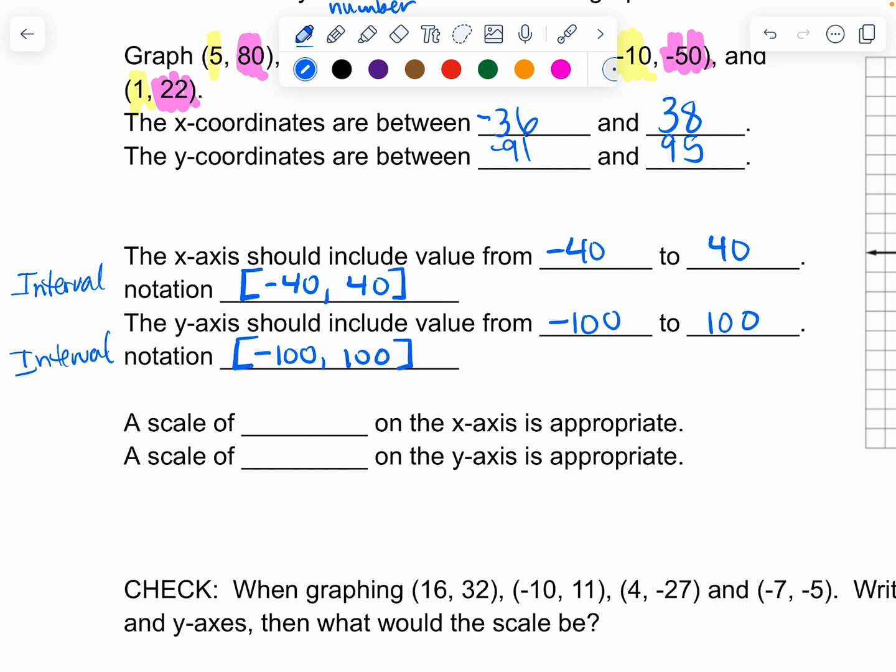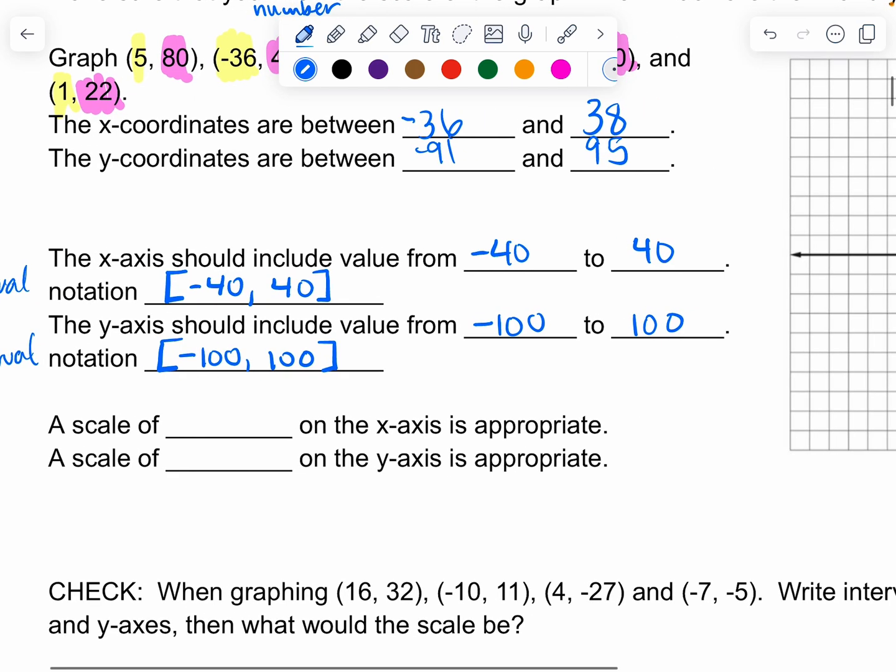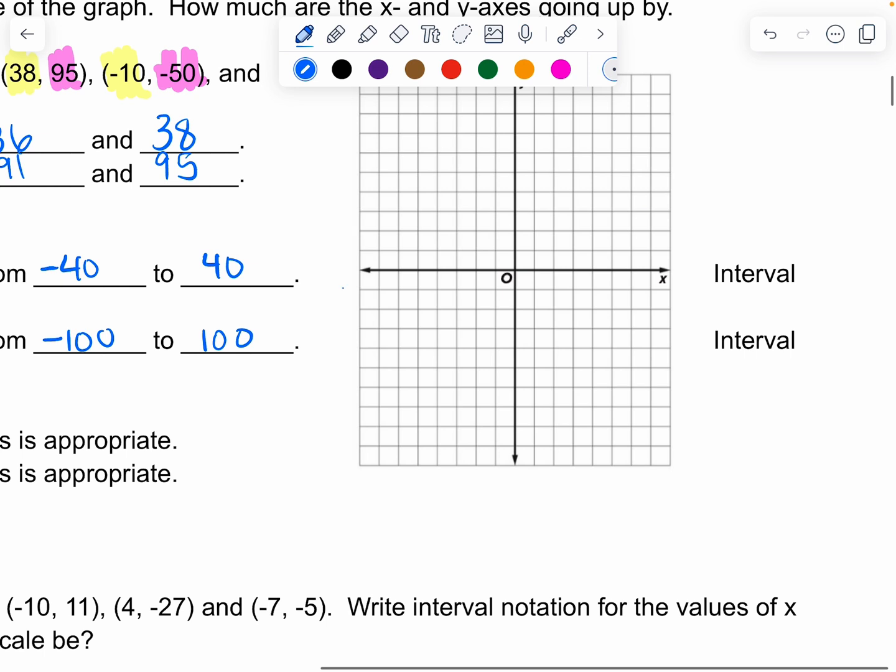Okay, so all this interval notation tells me is what I'm going up from and what's going up and down. I keep wanting to say scale, and it's not scale. So, the x-axis is going from negative 40 to positive 40. So that means this is negative 40. This is positive 40. How many lines are in between?